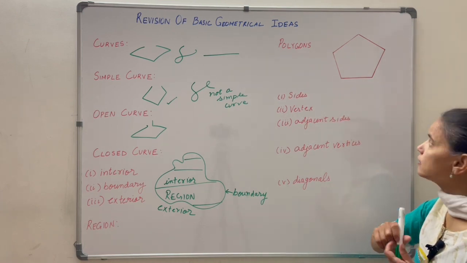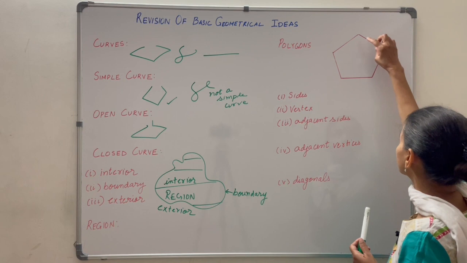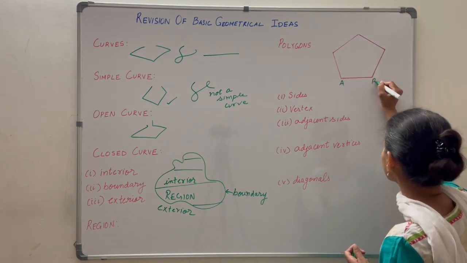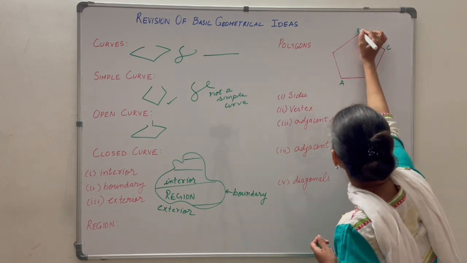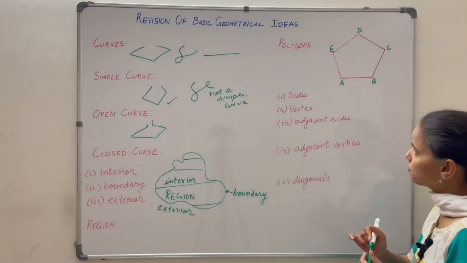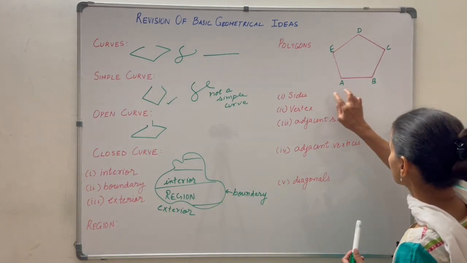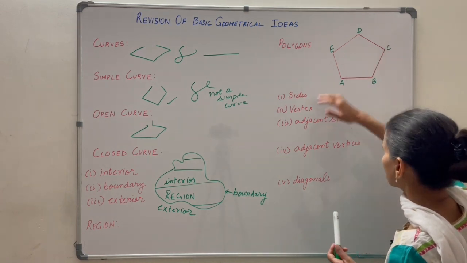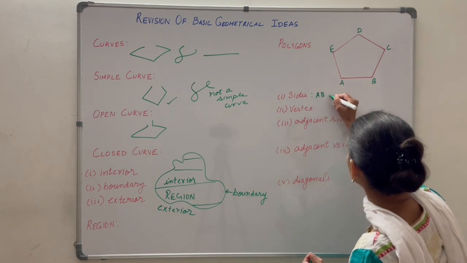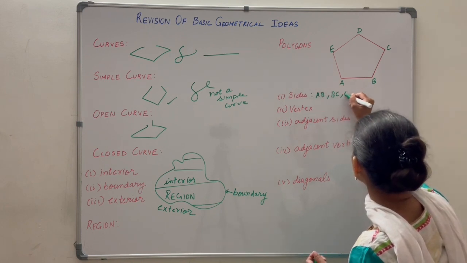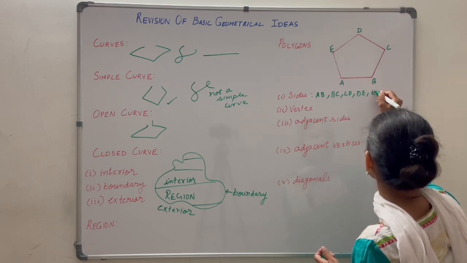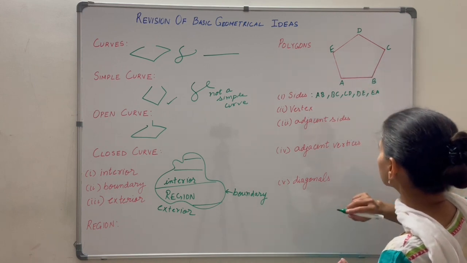What is a side? The line segments that form the polygon are called sides. Let us name this polygon A, B, C, D and E. So ABCDE is a polygon. Sides, the line segments forming the polygon, are called the sides. So AB is a side, BC, CD, DE and EA are the sides of this polygon.